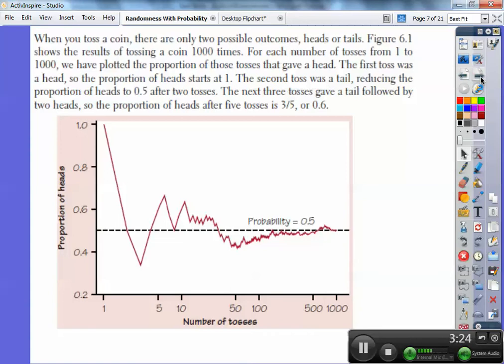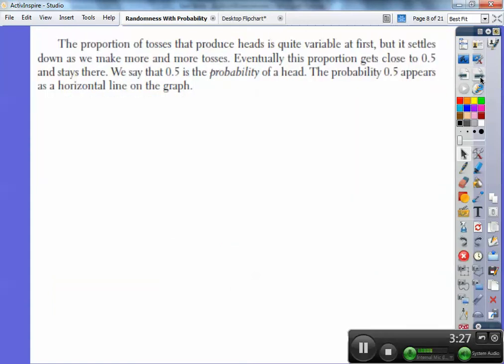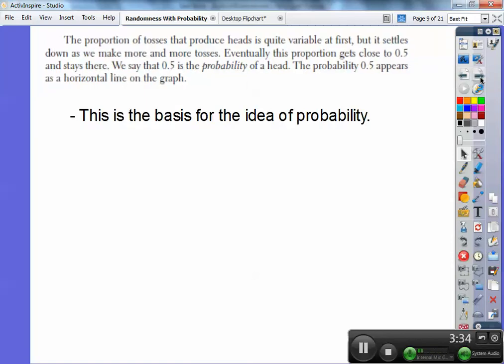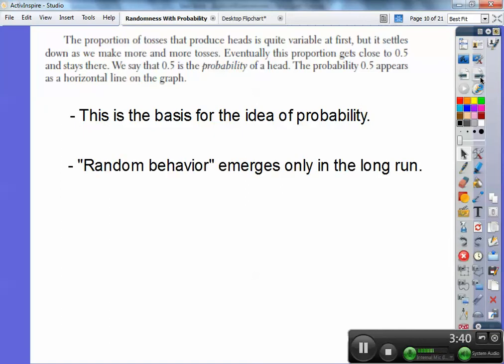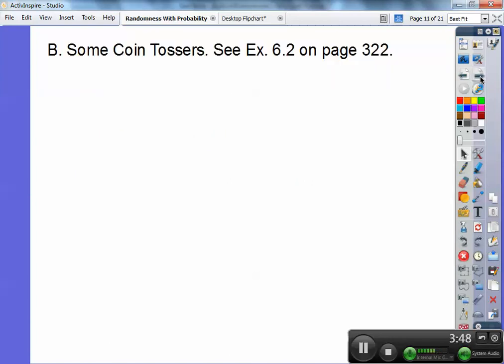And then check this out. You guys will be excited with this. Anyway, so the proportion of tosses that produced heads is quite variable at first, but it gets closer to 50%. That's what that says right there. Okay, this is the basis for the idea of probability. And random behavior emerges only in the long run. So after thousands and thousands and thousands of tosses. And check this out. How exciting.